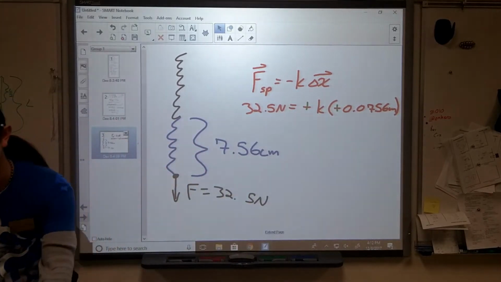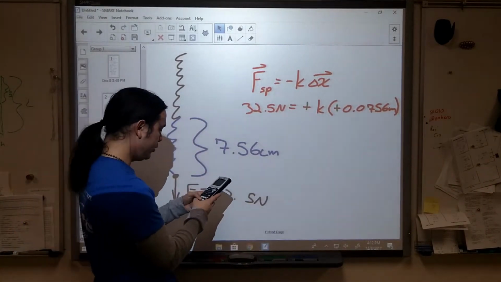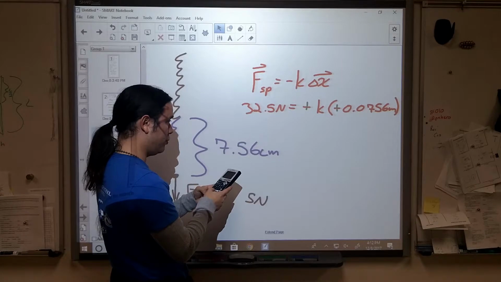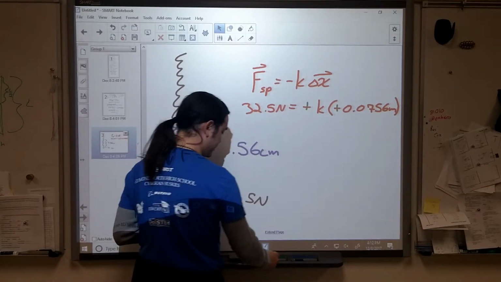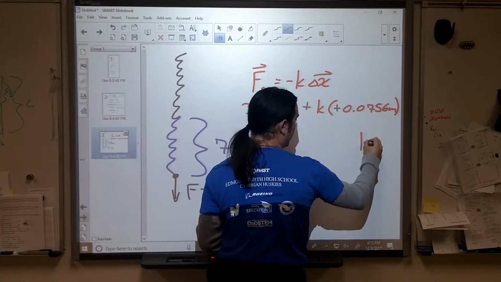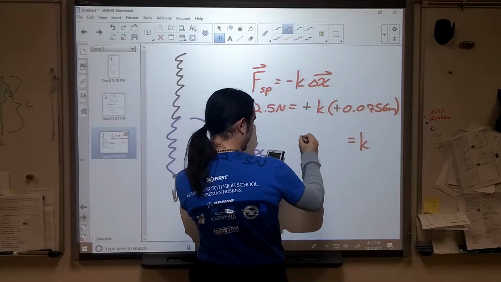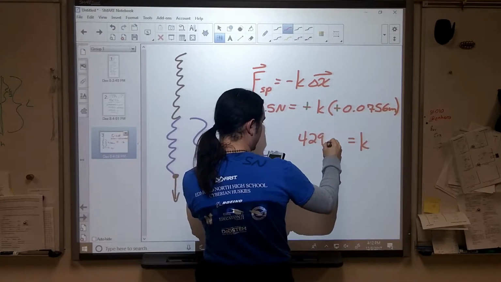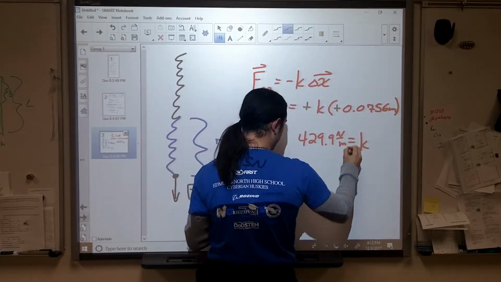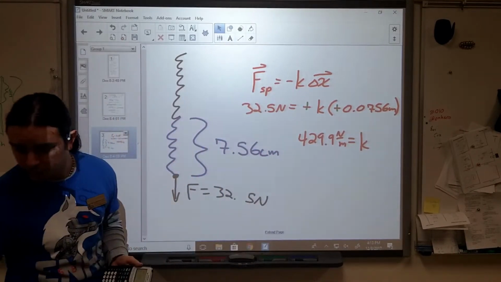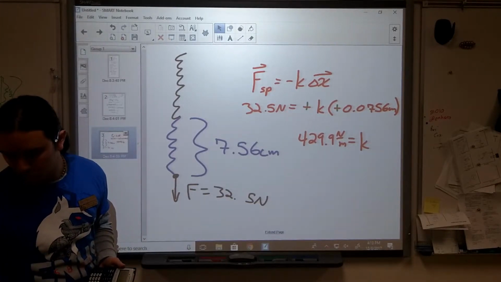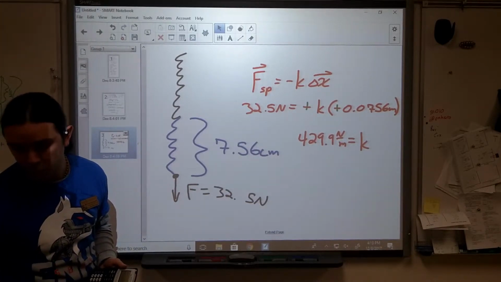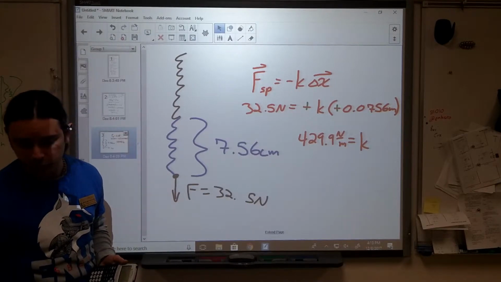But we can find the spring constant now by 32.5 divided by 0.0756. And this will give us an answer in newtons per meter. Our spring constant will therefore be equal to 429.9 newtons per meter, or 430 should be perfectly fine. So we'll check our answer. 429.9 is what they've got listed for me, so we're in good shape. That one you should be able to do pretty comfortably.